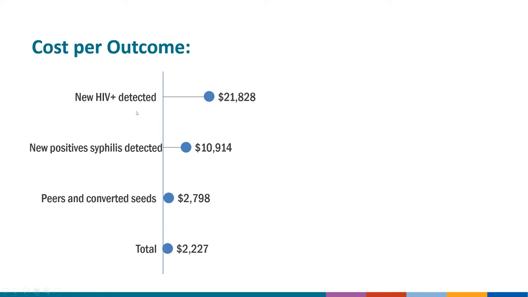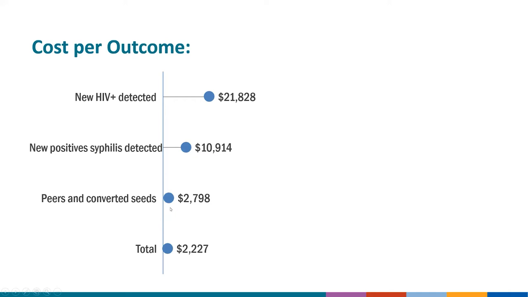In this particular case, $21,000 or $22,000 almost to find a new HIV positive. And when you think about syphilis detected, this goes to $11,000 per case. But obviously, the possibility of finding a positive requires many other things, like the prevalence in the area, the stigma in the area, and so on and so forth. So that doesn't mean that this is expensive or this is cheap. It really has to do with the area.